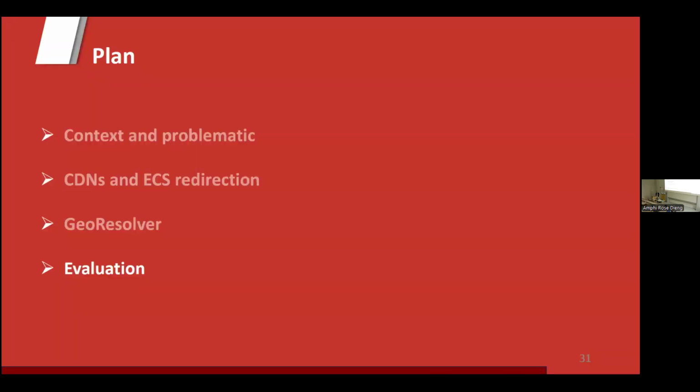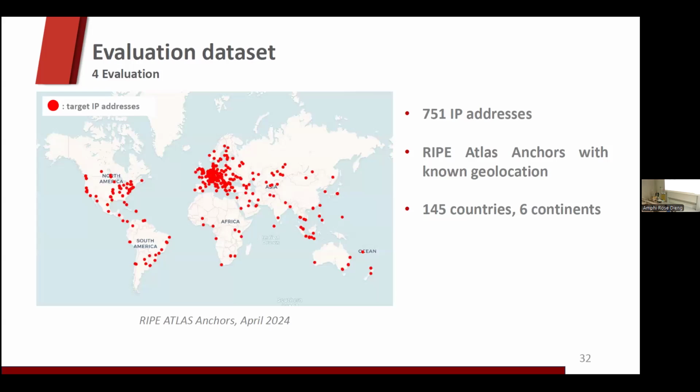So how to evaluate, I'm going to skip this part. How to evaluate this? We evaluate this methodology on a dataset of 751 IP addresses, all RIPE Atlas anchors, which are vantage points with a bit more computational power than the others. And more importantly, the geolocation of those vantage points is manually checked by RIPE Atlas. So it makes a dataset for which we have a good confidence about the geolocation. So a relatively small dataset compared to the sheer diversity of the internet, but with sufficient network and geographical diversity to evaluate the validity of our methodology.